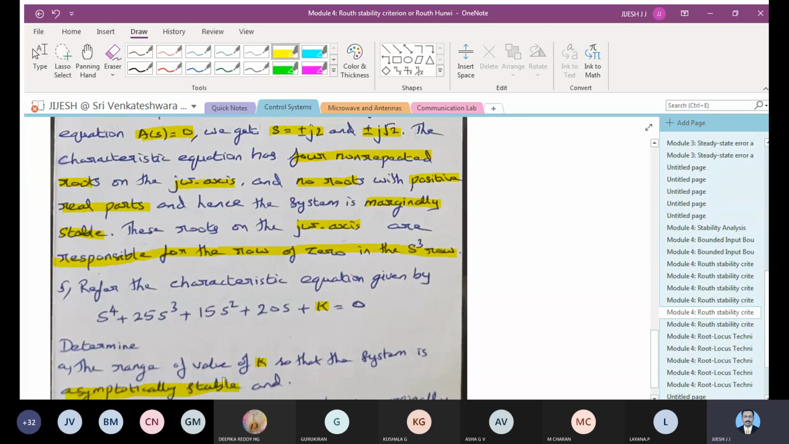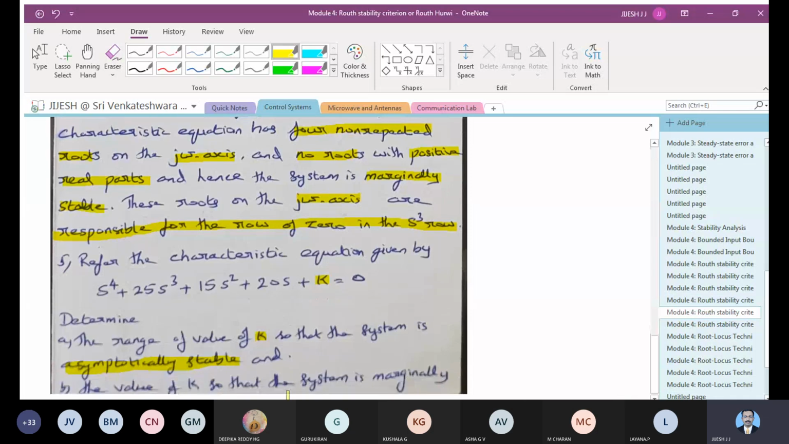So they are asking what value of k makes the system stable, and the value of k so that the system is marginally stable. Which value of k will make the system marginally stable? You have to make a conclusion here by solving this problem.